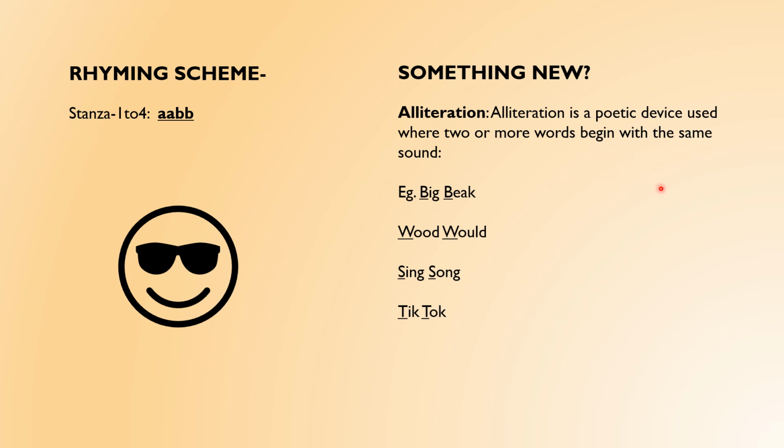Where we find the words beginning with the same sound, there we have a poetic device. The name of the poetic device is alliteration. For example, big beak. You can see the words are beginning with the same sound, B, B. So that's why here is alliteration. Same is wood, wood, sing song, tick tock. So you can see the words are beginning with the same sounds. Okay, that's why which poetic device is used here? That is alliteration. If you want to learn the poetic devices thoroughly, once again you may refer to my other video that is based on poetic devices.